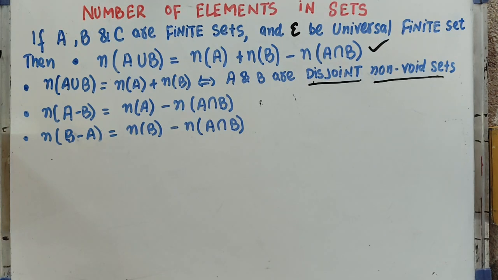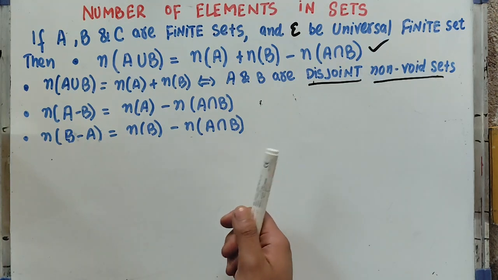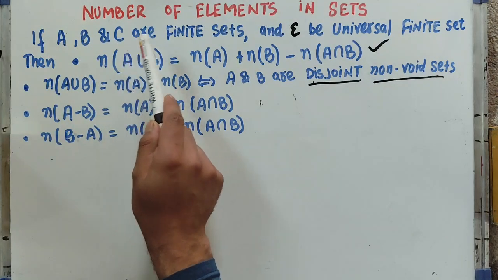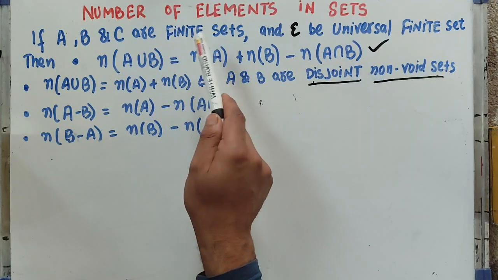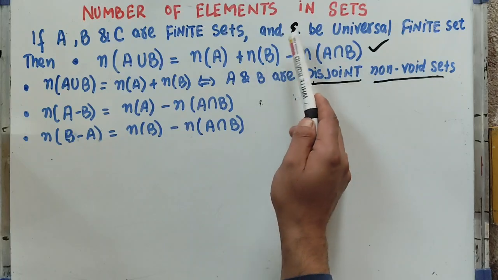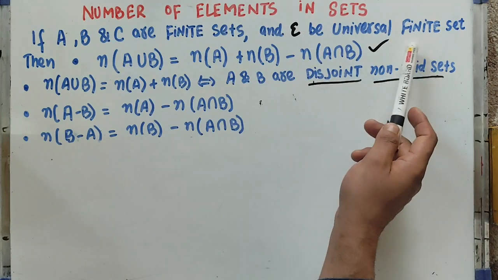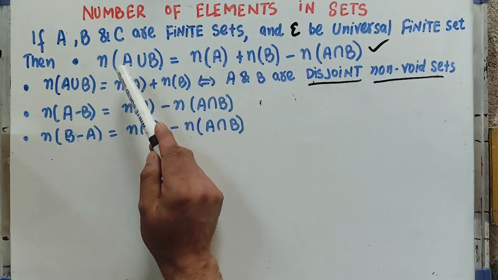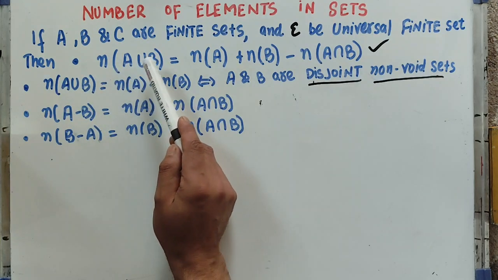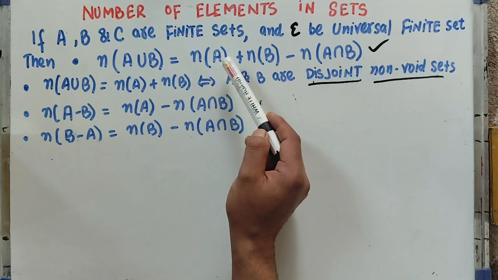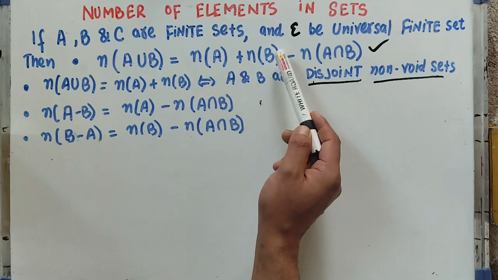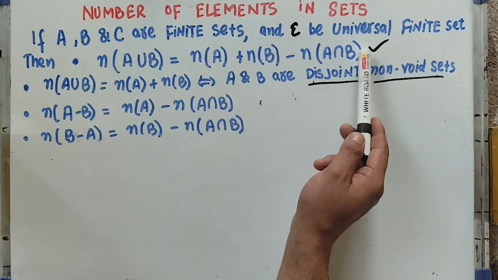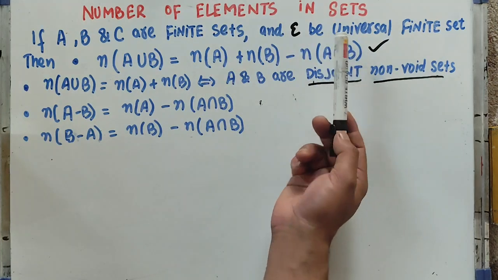Now let's understand the number of elements in sets using the properties. If A, B and C are finite sets, that means the number of elements are countable, and epsilon denotes the universal finite set, that means the universal set is also finite, then the first property is: number of elements in A union B is equal to number of elements in set A plus number of elements in set B minus number of elements which are in both set A and B, which are common.